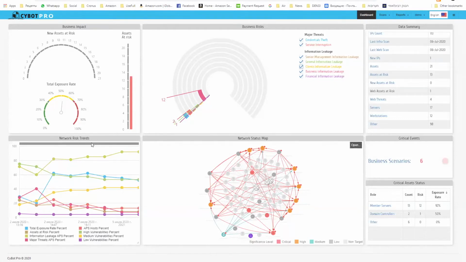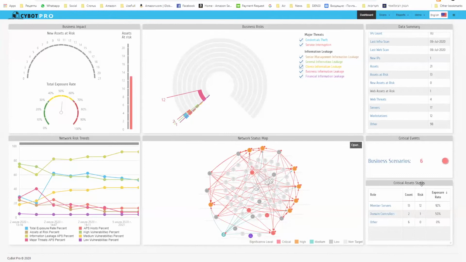On the left bottom side we can see the network risk trends widget. You can see that every vertical line here is a different scan and every line represents a different threat trending. For example, let's take information leakage. From scan to scan, the information leakage percentage is increasing, meaning that maybe the content DB was updated, maybe new servers were identified from scan to scan. So here is the trend list.